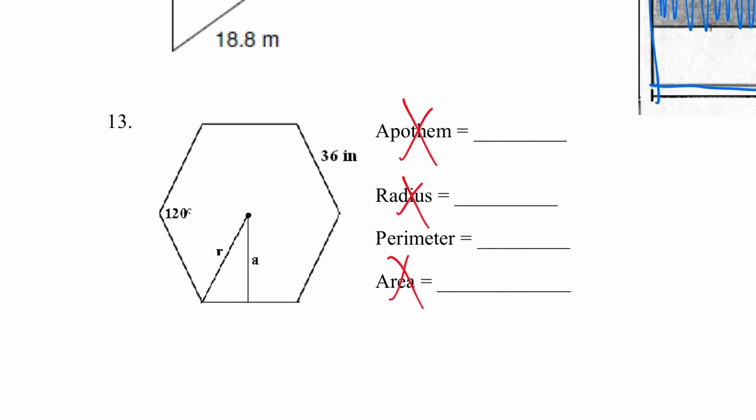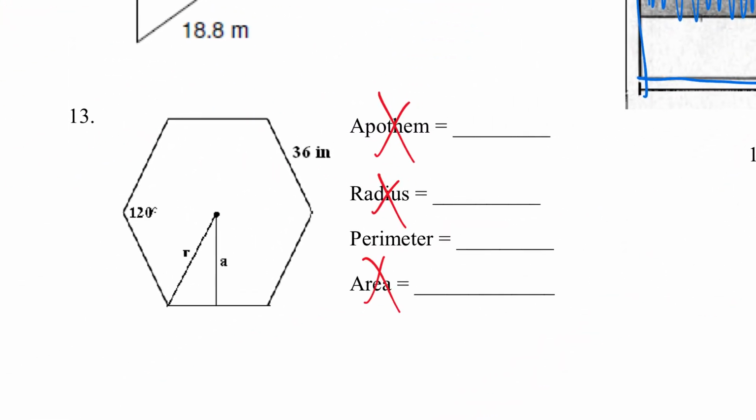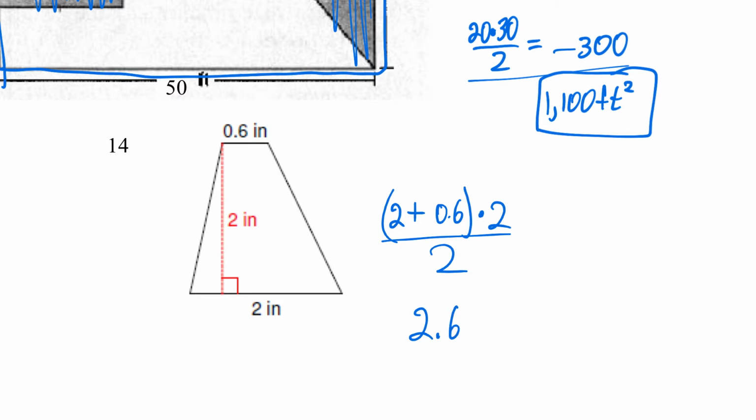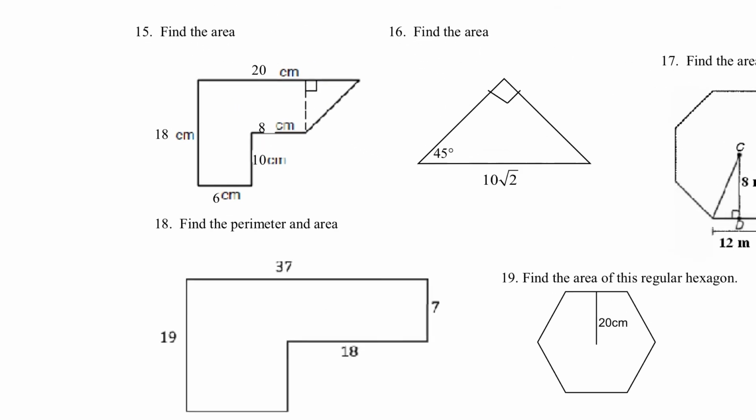Okay. On this one, the perimeter, what would the perimeter of this be? 216. Okay, on this trapezoid, it's base 1 plus base 2 times the height divided by 2, which is just going to be 2.6 square inches. Okay, flip it over on the back.